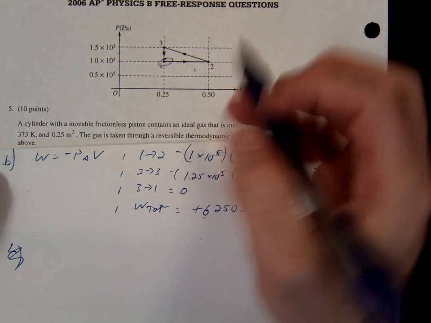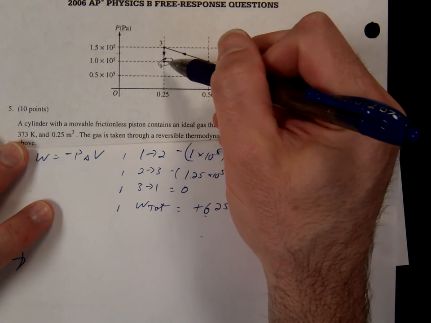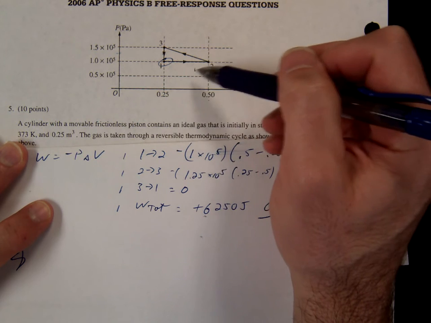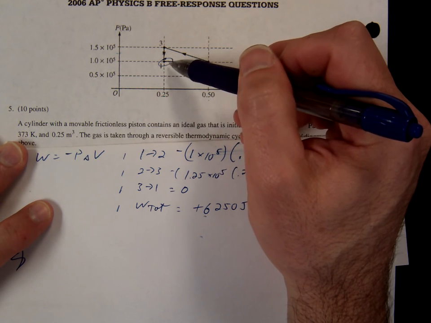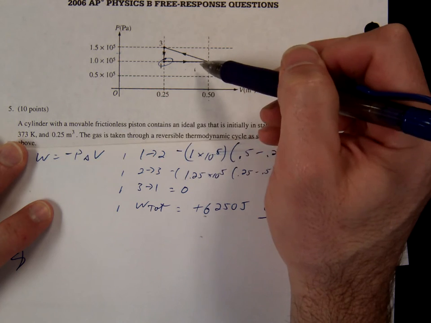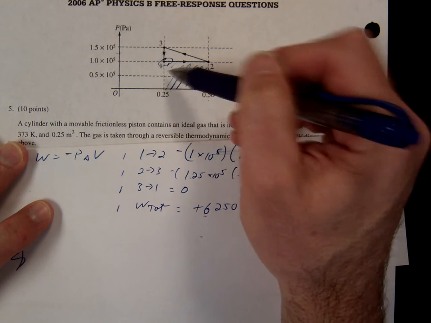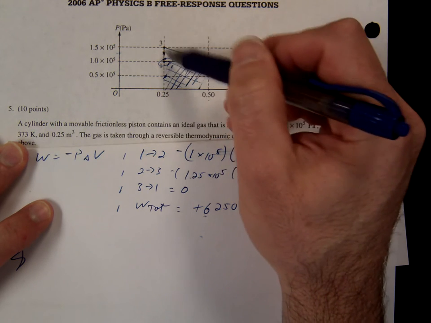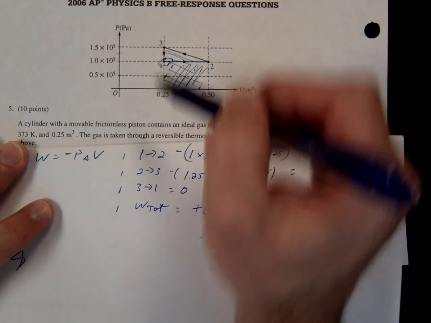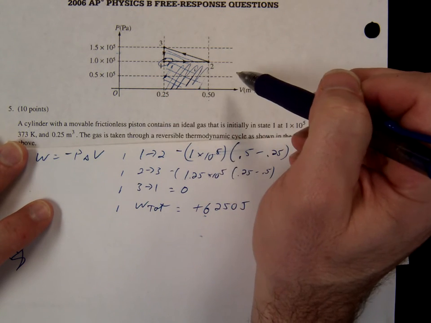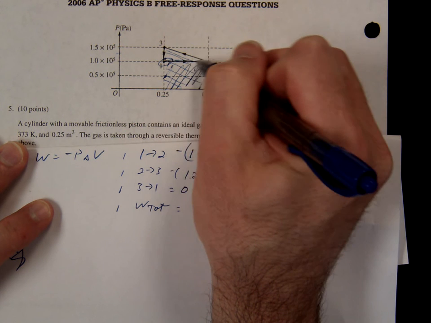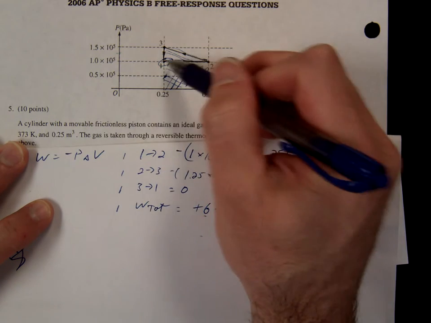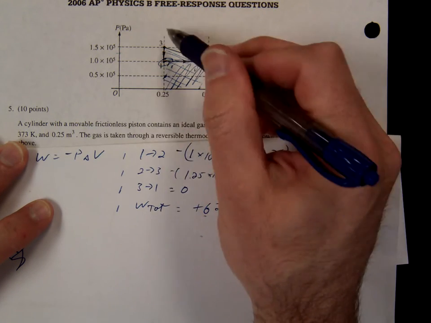One of the other concepts here is the work. Another definition of the work is the area under the curve. So from 1 to 2, the area would be this. From 2 to 3, the area would be this whole thing. And obviously there's no area for this one. So when you do the net area, it's really just the area enclosed by the triangle. The net work is the area enclosed by your cycle. Okay, so that's another way you can do that.